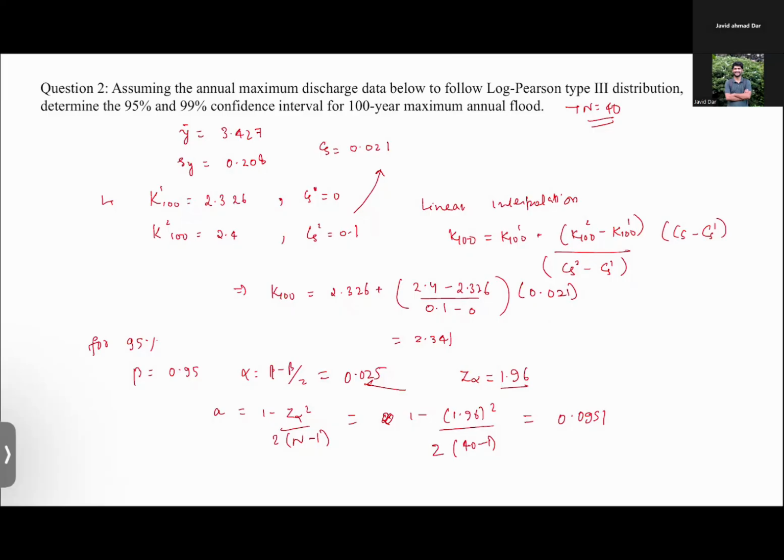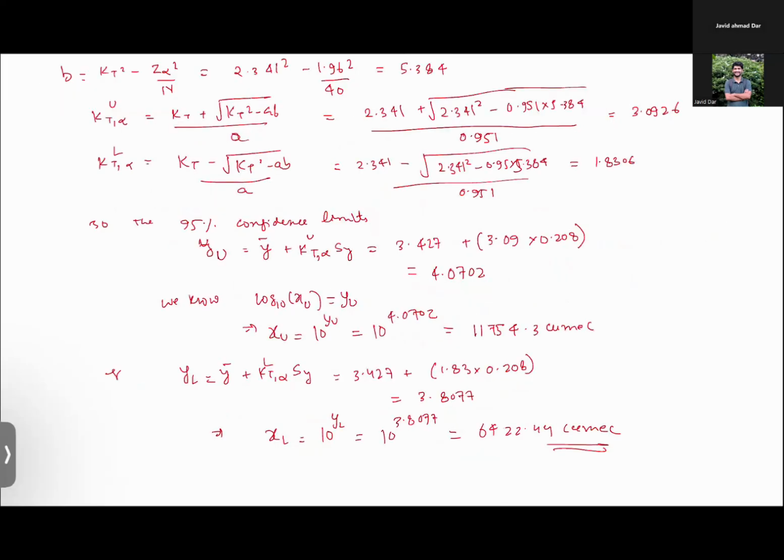So any doubts on these two problems? This makes the conclusion of the frequency analysis topic, and we are now shifting to tutorial 11. In tutorial 11, I will start with the concept of extreme estimated, sorry, limited.